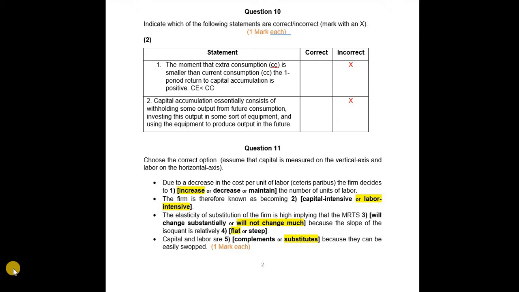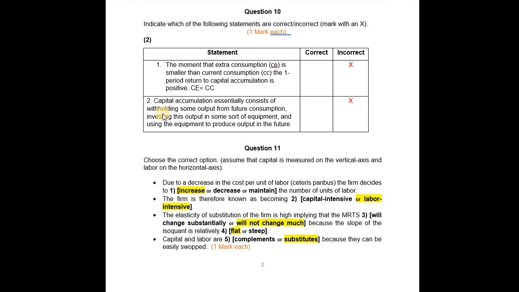Capital accumulation is positive only when the current consumption is less than the extra consumption, meaning that in this case, if it said extra consumption is greater than the current consumption, then it would be positive. This whole statement then would be correct, but it is negative if extra consumption is smaller than current consumption.